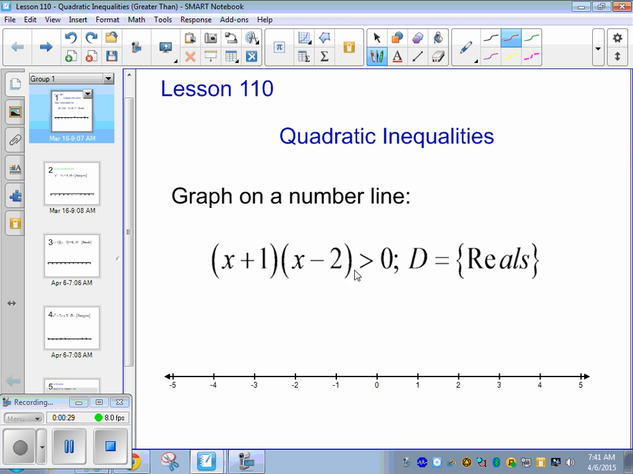This one is already factored, so it's really easy to find where the x-intercept would be, or the solution. It's always the opposite of these. Okay, so I would call these the critical values. Critical values. And they are -1, so that will give me 0, and +2.